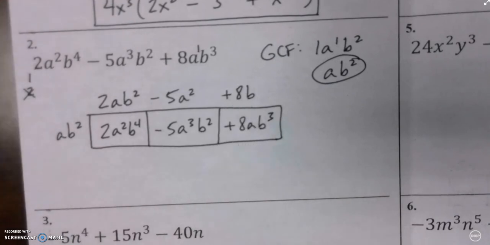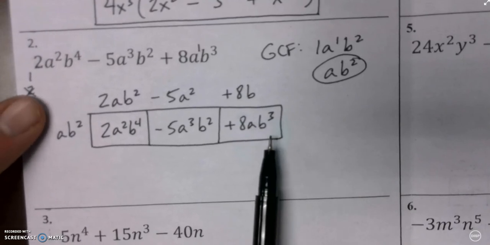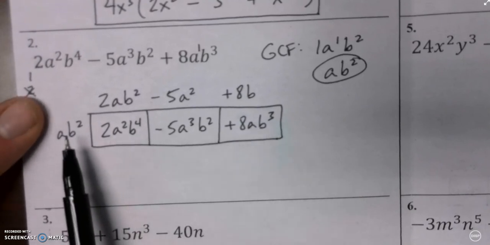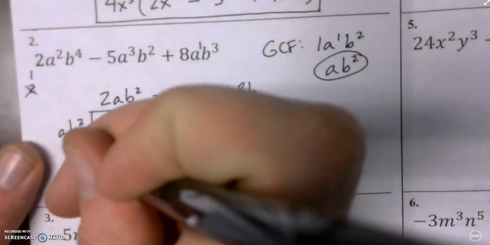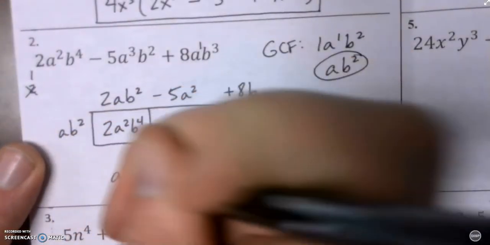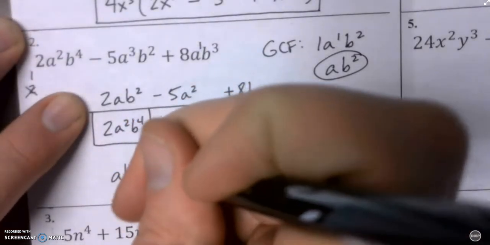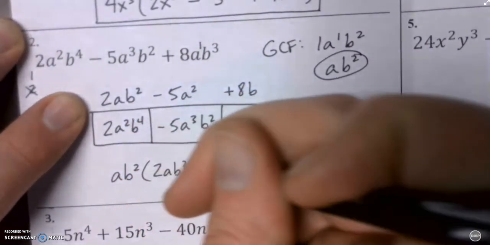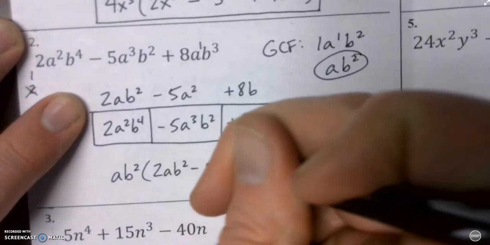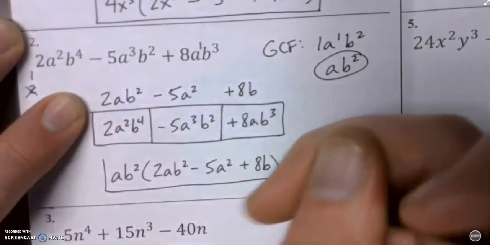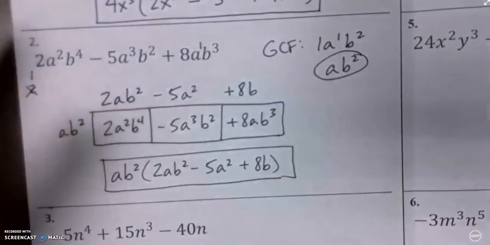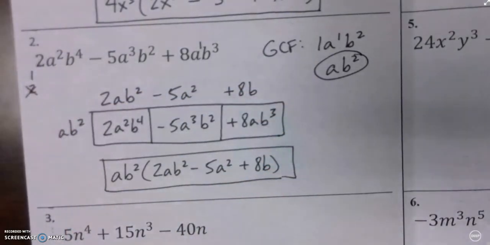We've got it. So if you can make this a backwards multiplication problem, then I'm going to write my factored form as this times this. So let's write it. ab squared times 2ab squared minus 5a squared plus 8b. We've got her. Good job, Panthers.